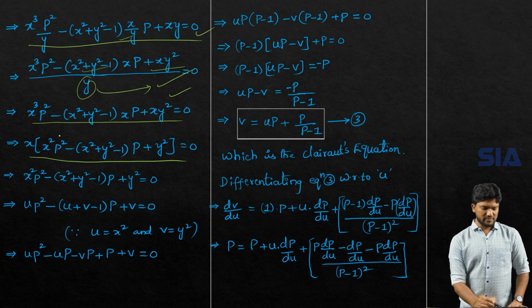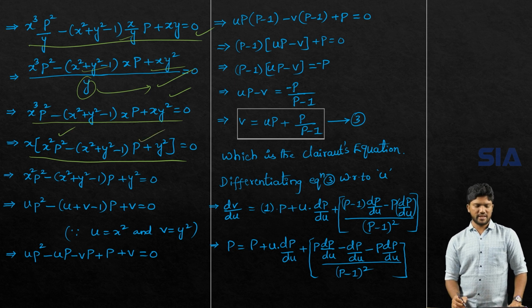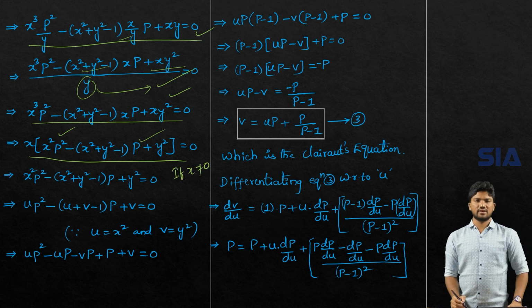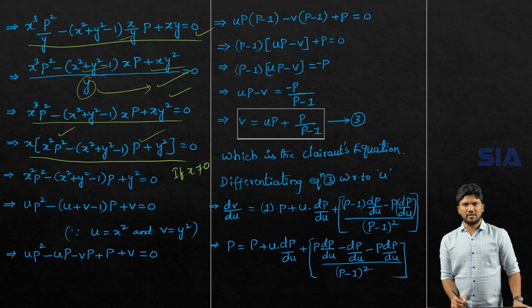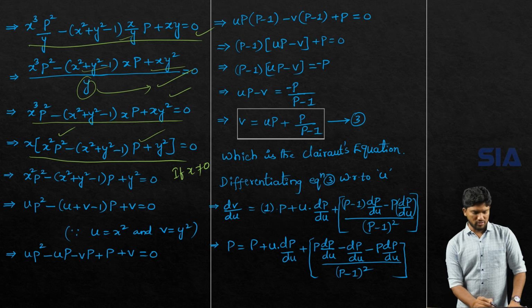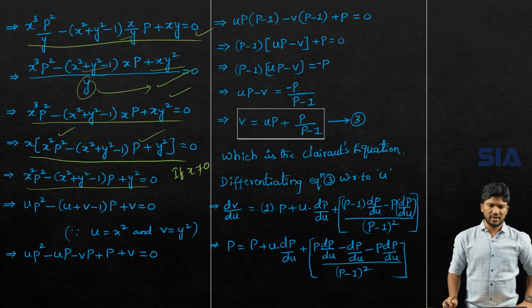So x into x square p square minus x square plus y square minus 1 into p plus y square equal to 0. Okay, so if you take x not equal to 0, why? Because x is a variable, so variable is always not equal to 0, then automatically this value will equal to 0: x square p square minus x square plus y square minus 1 into p plus y square equal to 0.